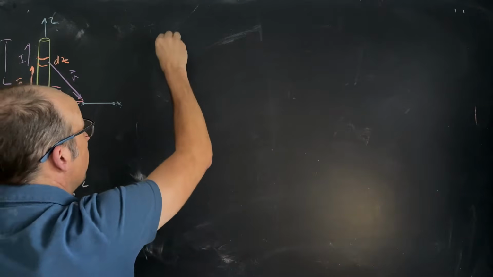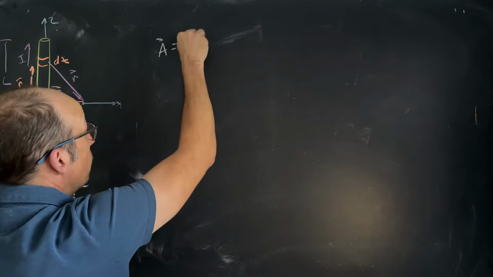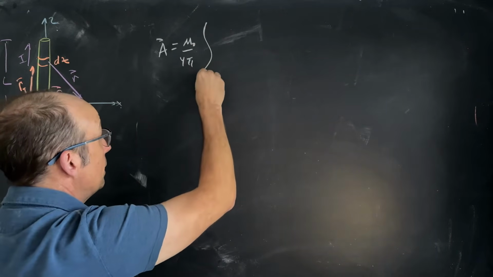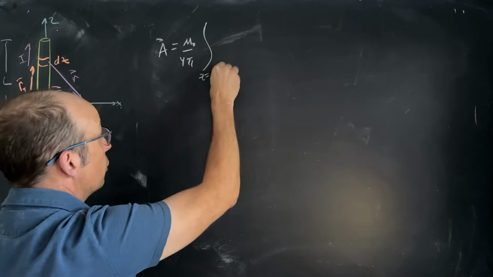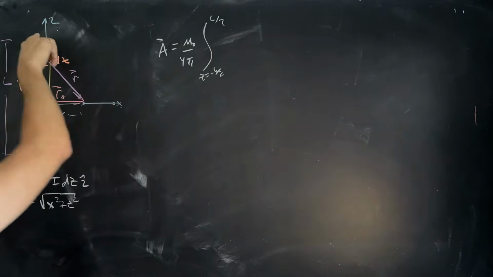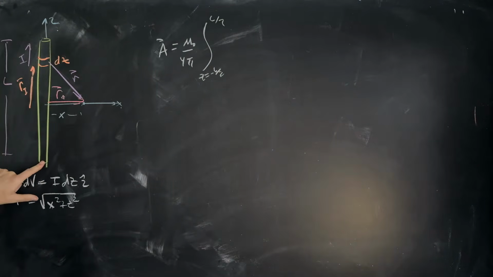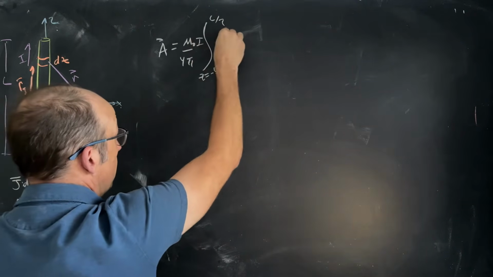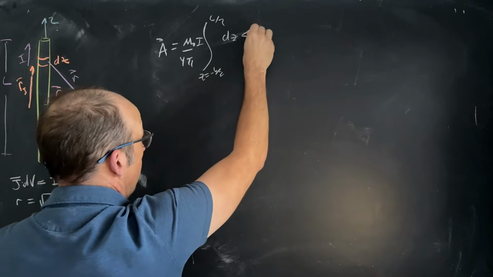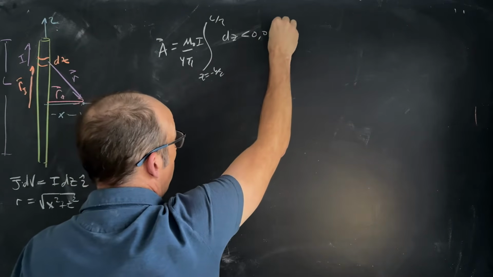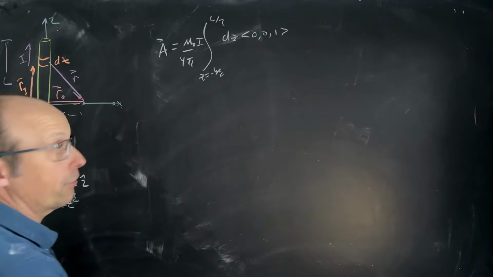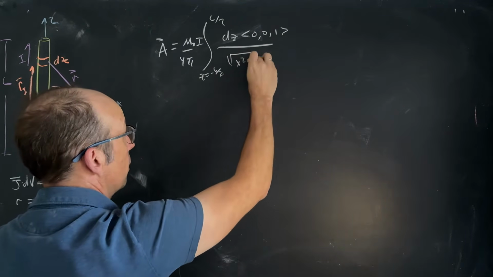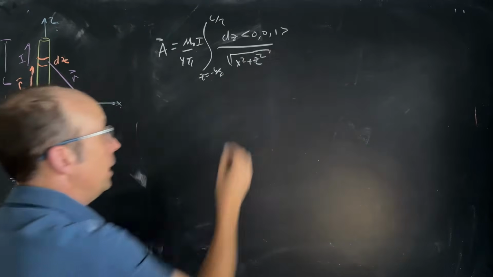So now I can write down the integral for A, mu naught over 4 pi, the integral from z equals negative L over 2 to L over 2, right? The length of the whole thing is L, so down here I'm at negative L over 2. And then I have I out here, dz, (0, 0, 1), right? That's my z hat as a vector, divided by the square root of x squared plus z squared. So we need to integrate that.